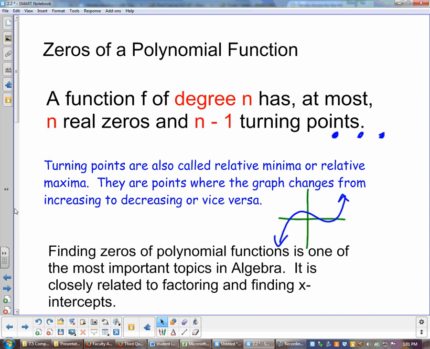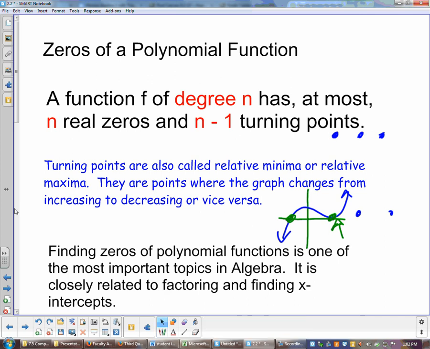I'm going to say that again. If it's degree 3, it's guaranteed to have 3 zeros, but they won't always be real, right? You might have 1 real and 2 imaginary, right? Or you might have 2 real, but one of the real zeros is going to count twice because it's bouncing, and we're going to talk about that today. All right.